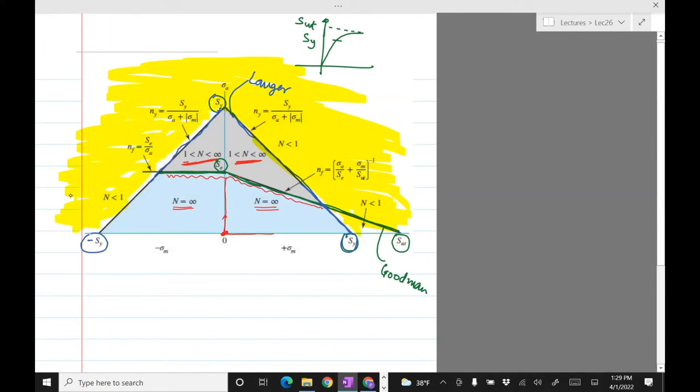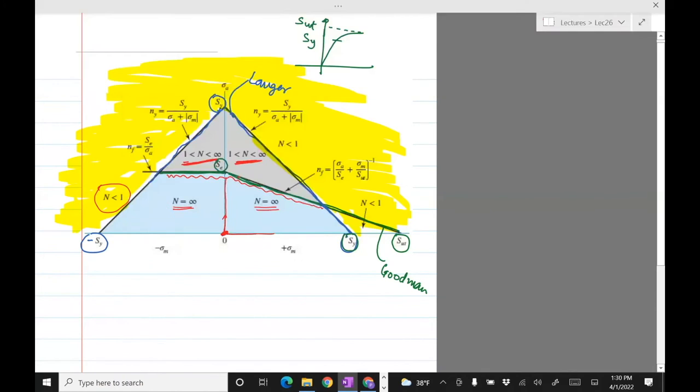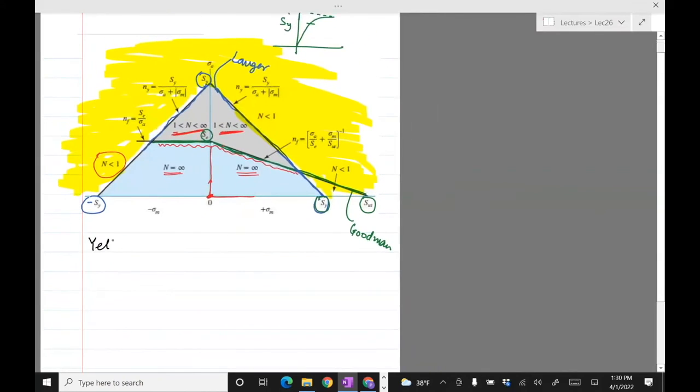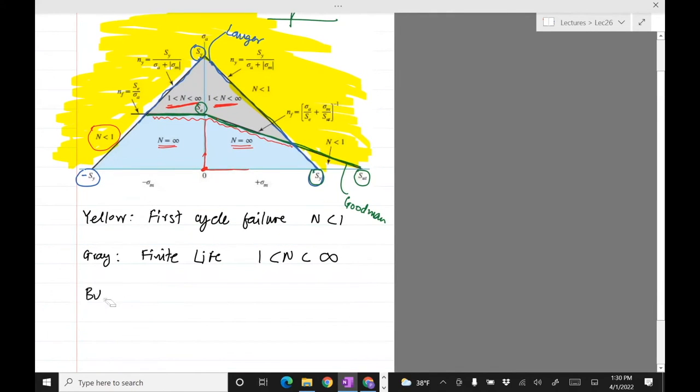Okay, it's saying that it will fail here before even the first cycle applies. When I say cycle, it means cyclic loading. So that is the first cycle failure. Let me summarize this. Yellow is first cycle failure, n is less than 1. Gray is finite life, the cycles are between 1 and infinity. And then the blue is the infinite life.